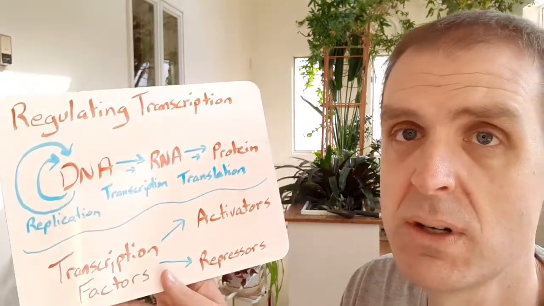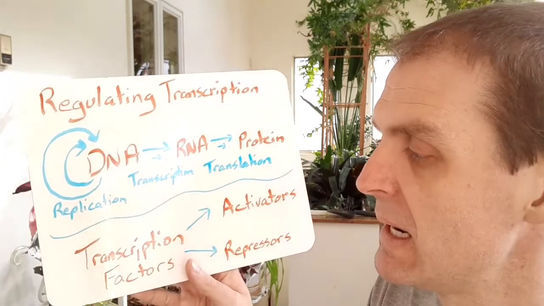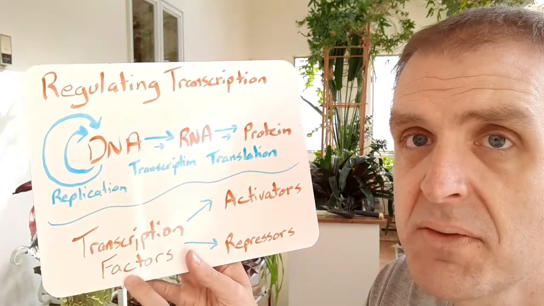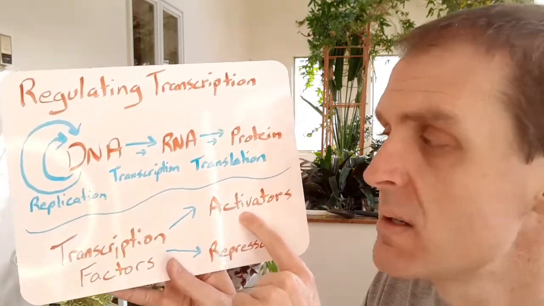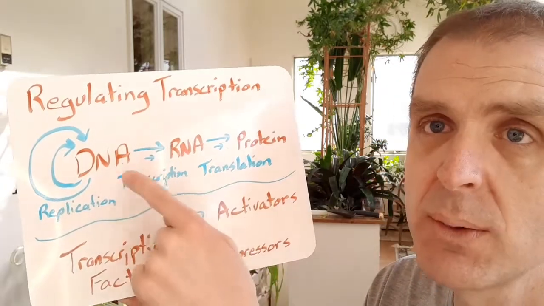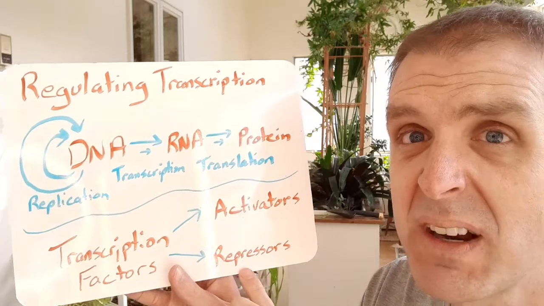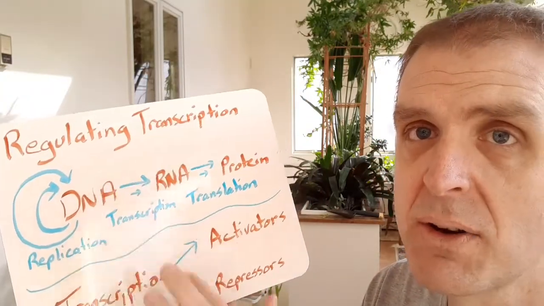So transcription is controlled to a large part by transcription factors, and there's two flavors of transcription factors. Some transcription factors can be activators, and that would speed up the rate at which you go from DNA to RNA. And some transcription factors are repressors, and those can either block or slow down the rate of transcription.